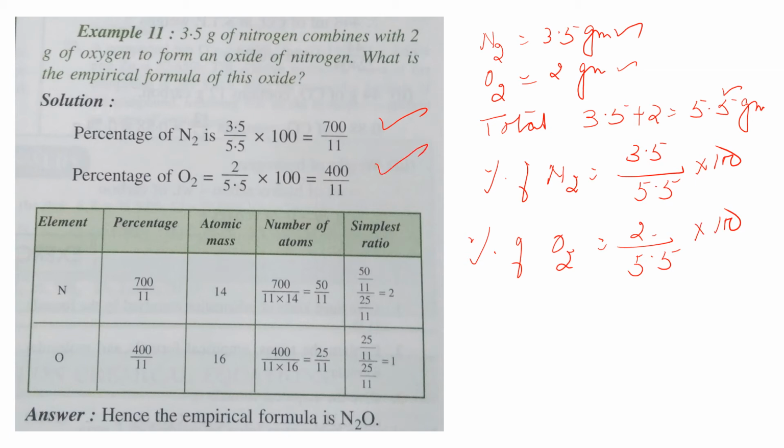Now make the table as usual and find the simplest ratio. The number of atoms you are getting is 50 by 11 for nitrogen and 25 by 11 for oxygen. As 25 by 11 is the smaller one, I have to divide both by 25 by 11. By dividing, I am getting the value of nitrogen as 2 and the value of oxygen as 1. So my empirical formula is N2O. Is it okay?